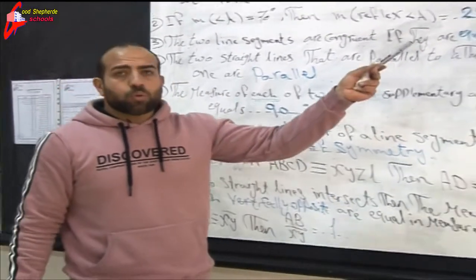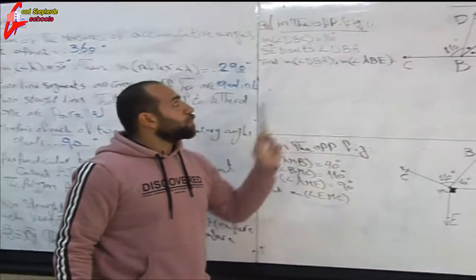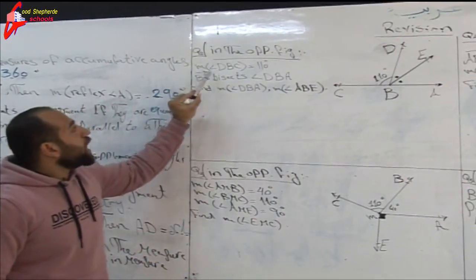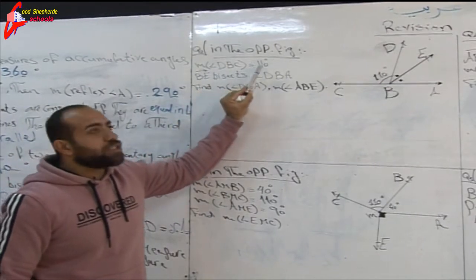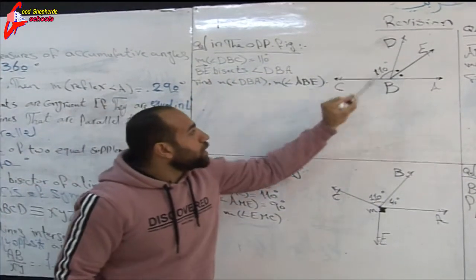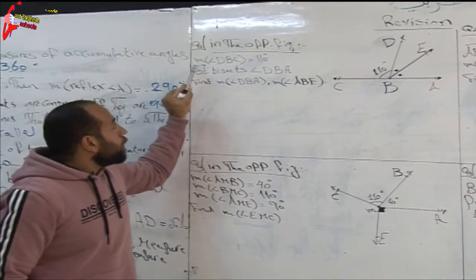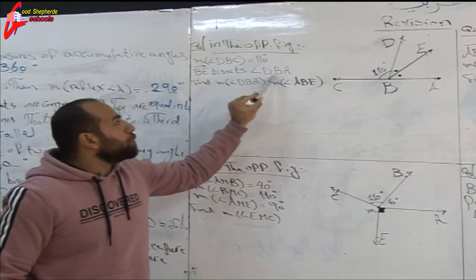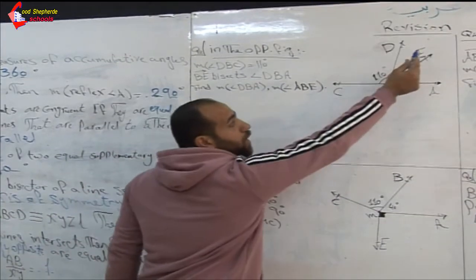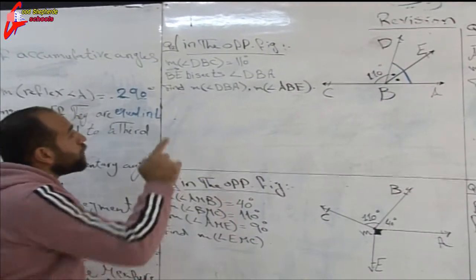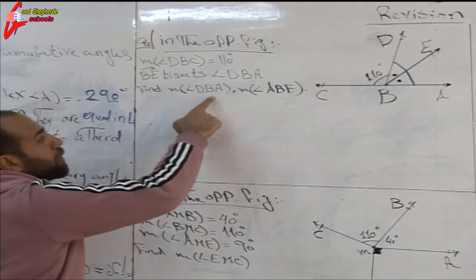Now let's move to question number 2. In the opposite figure, measure of angle DBC equals 110 degrees. BE ray bisects angle DBA. It's required to find the measure of angle DBA.